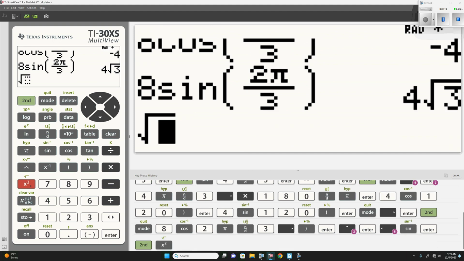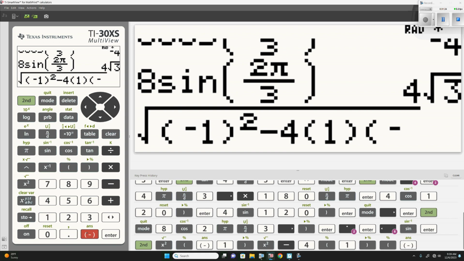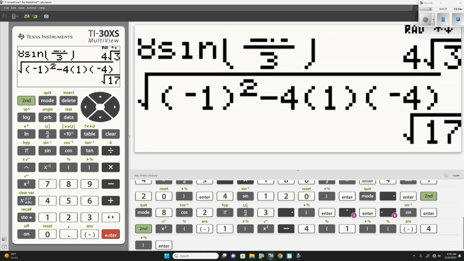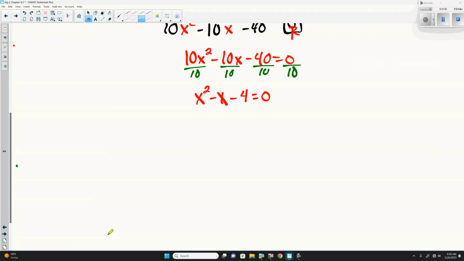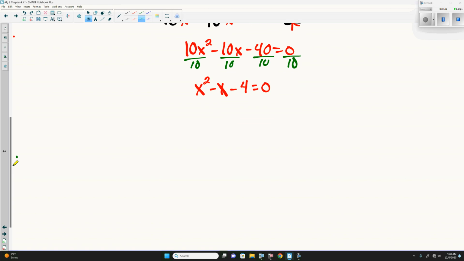Because our square root of b squared minus 4 times a times c, negative x minus 4? Because we'd have x squared minus x minus 4. Unfortunately, we can't subtract x squared and x because x squared and x are not like terms, because we're multiplying it by itself. That's what the square prevents us from doing.